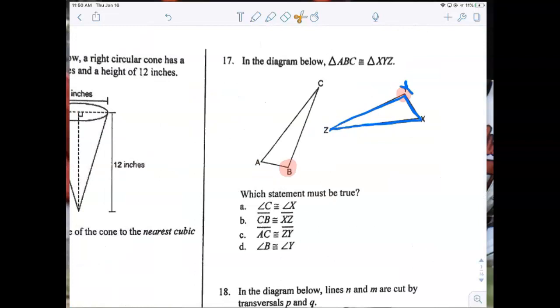And number 17, same type of question, except they also give you the picture. If you were to use patty paper, just visualize this. Where does Y go if I line it up? Angle B is on top of angle Y.